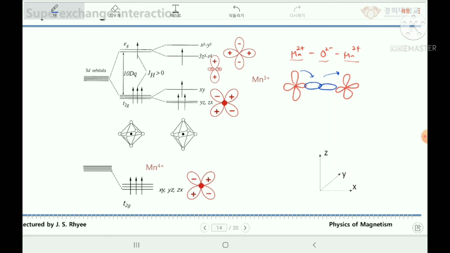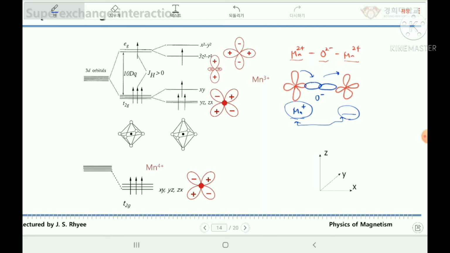It involves the transfer of one electron in the d shell and the partially filled p orbitals of oxygen. For example, let's consider that one electron moves from manganese 2 plus to oxygen 2 minus, then it becomes oxygen 1 minus, and the manganese becomes 3 plus. In this case, they interact ferromagnetically with each other. The distance between one manganese and the other manganese is very far, but through the oxygen orbital overlap, the indirect exchange interaction is generated. That is the superexchange interaction.